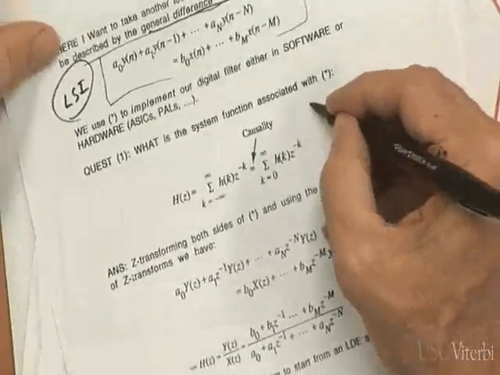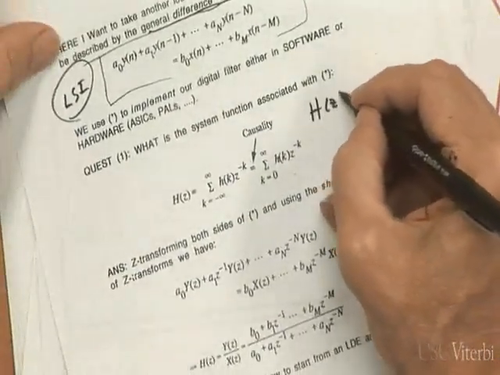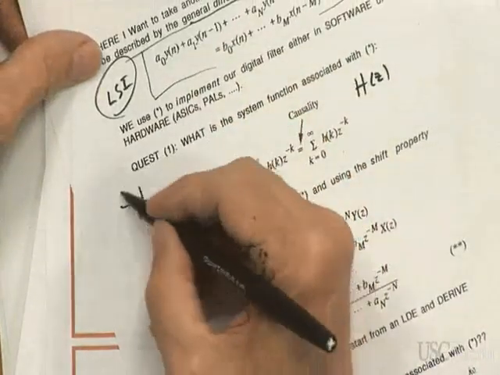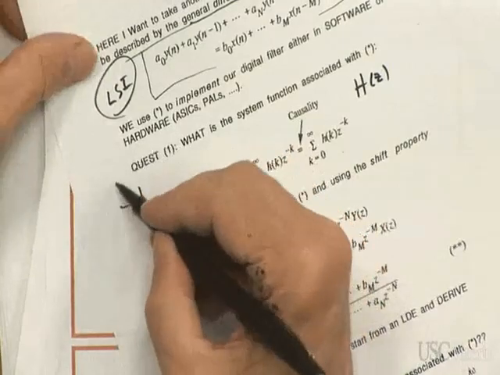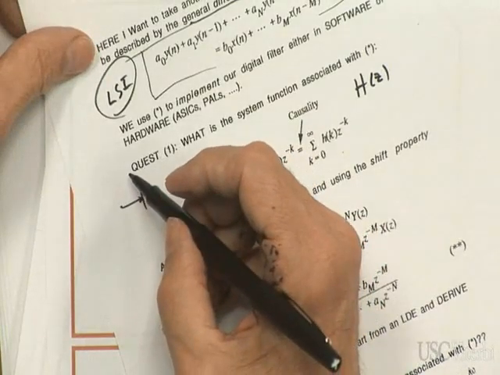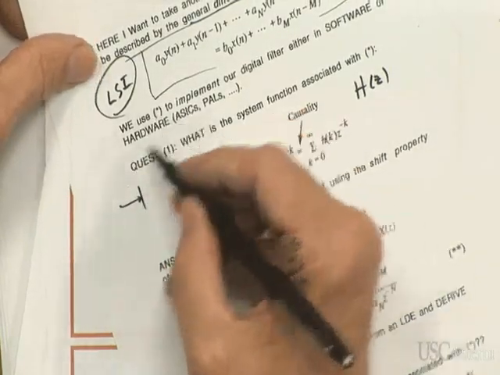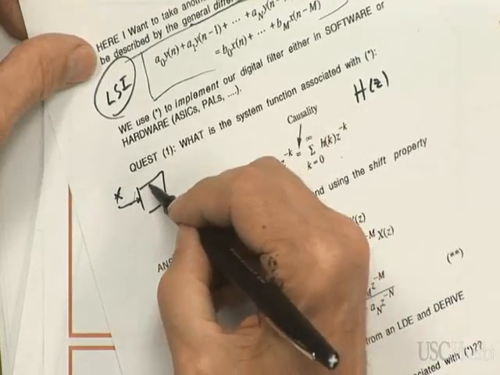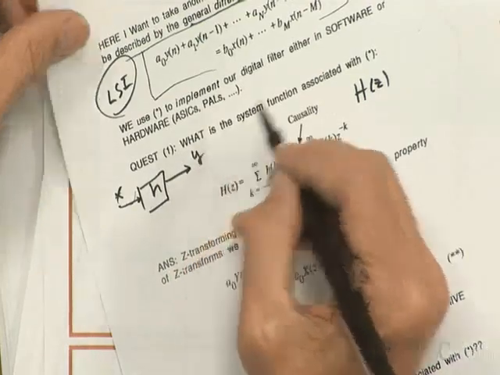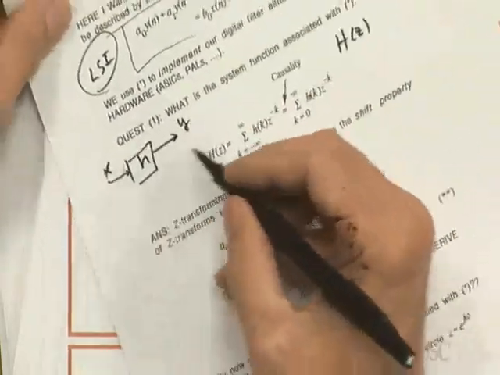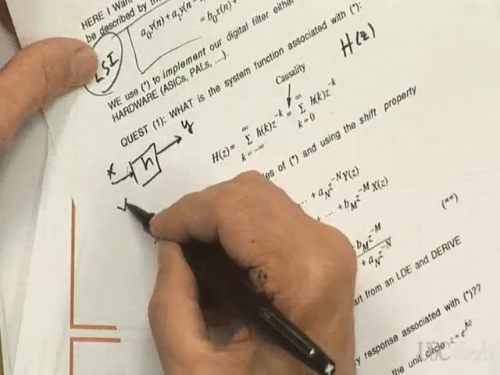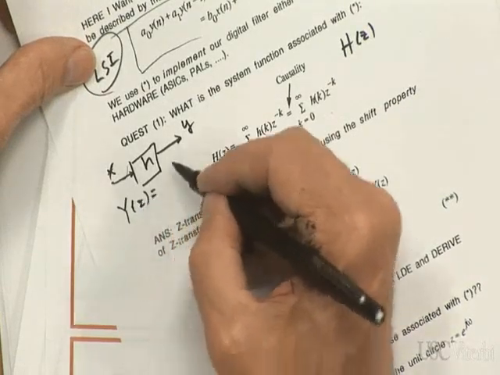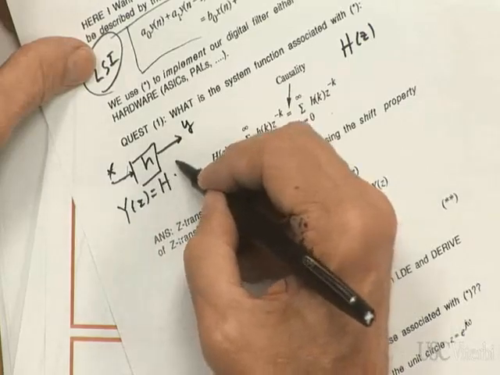You know that H of Z, remember this property from when we talked about DTFTs of linear shift-invariant systems, X, H, Y. We discovered a very fundamental property, namely that Y of whatever it is, Z or e to the j omega, is H times X.